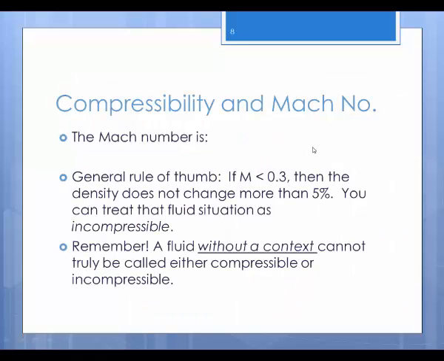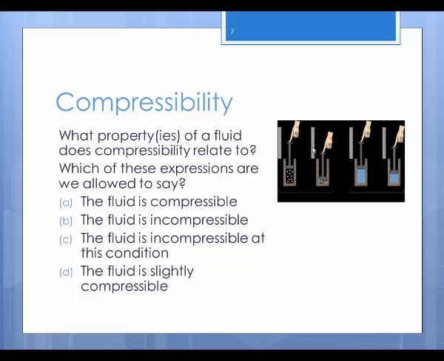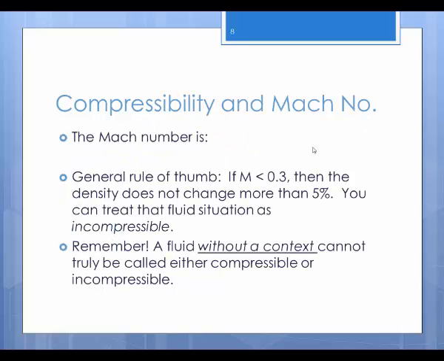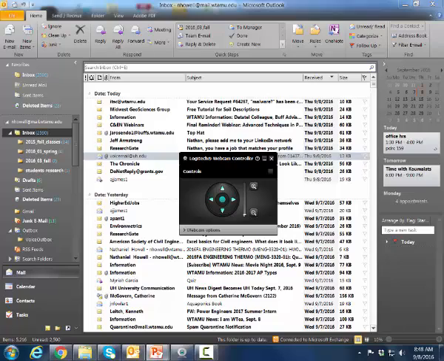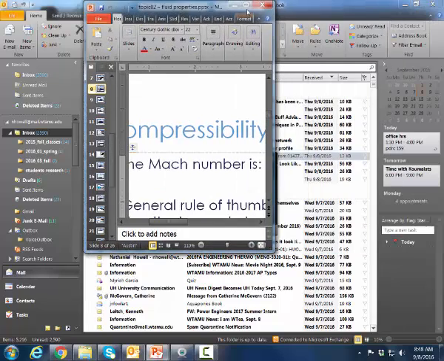All right, so compressibility. We had talked already about compressibility as what is compressible, what is incompressible as it's related to the situation of a fluid. And then for the Mach number, it didn't show up on these slides here. I'll just add it real quick.